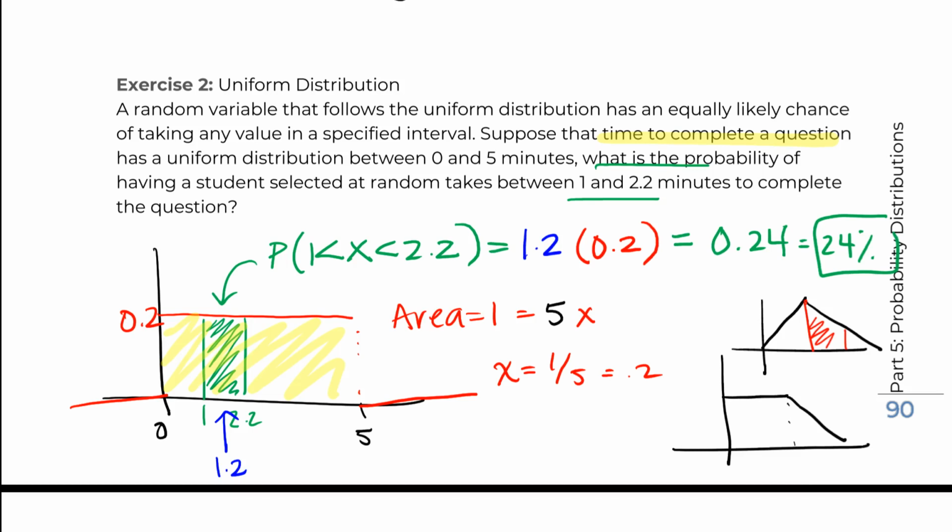So again, not terrible. Area for a triangle is half base times height. Area for a rectangle is base times height. Knowing just those two should be enough to get you any question I put on a test.